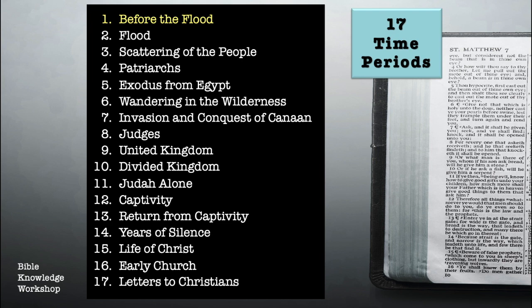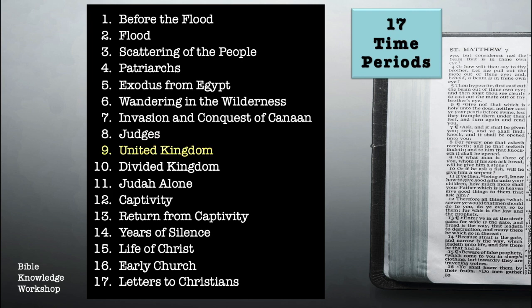Period number 1 is before the flood. The second period is the flood. Period number 3 is the scattering of the people. The fourth period is the patriarchs. Period number 5 is the Exodus from Egypt. The sixth period is the wandering in the wilderness. Period number 7 is the invasion and conquest of Canaan. The eighth period is the Judges.